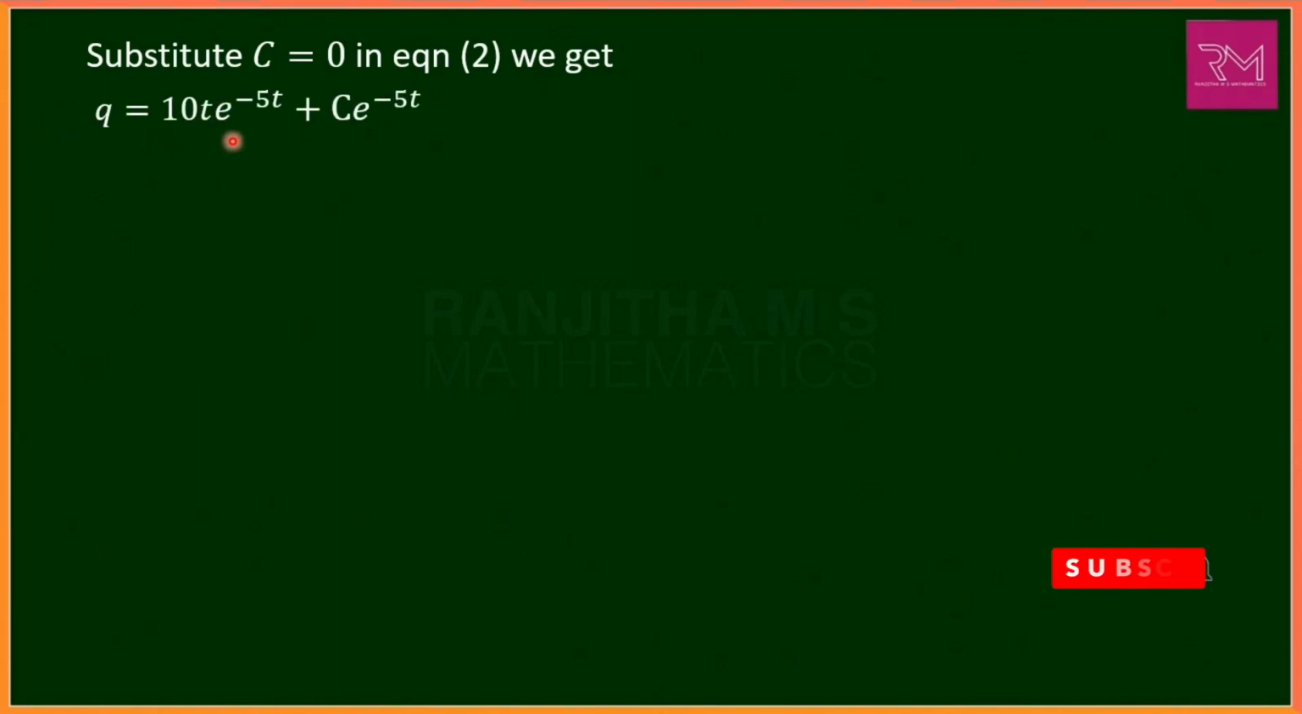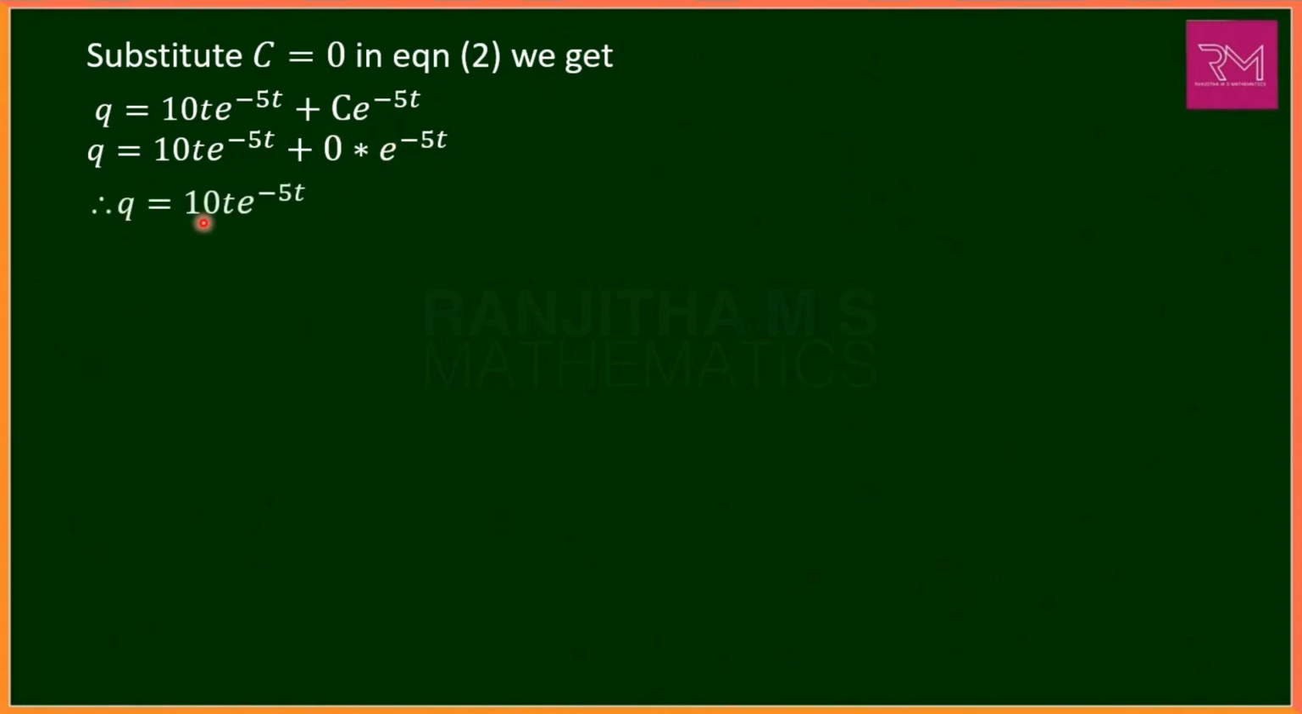Substitute c value as 0 in equation 2. Equation 2 is q is equal to 10 into t into e power minus 5t plus c into exponential power minus 5t. Substituting c as 0, we get q is equal to 10t into exponential power minus 5t plus 0 into exponential power minus 5t. This value becomes 0. We get a value of q as 10 into t into exponential power minus 5t. So we can conclude this is an expression for charge at any time t.